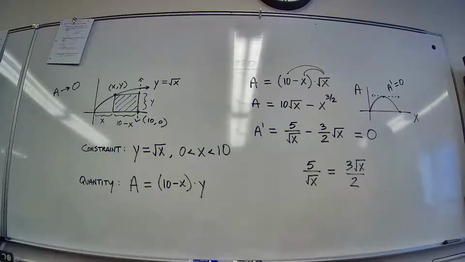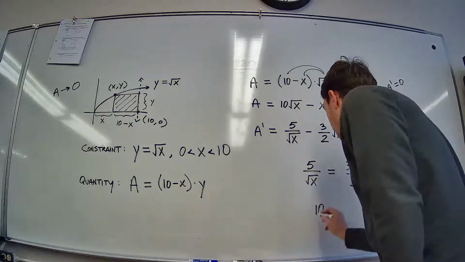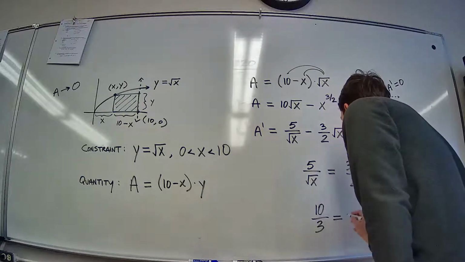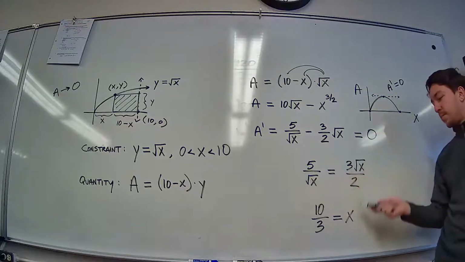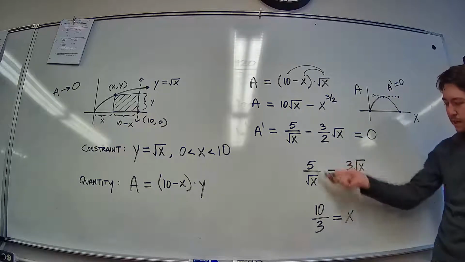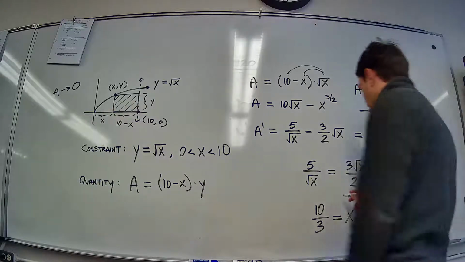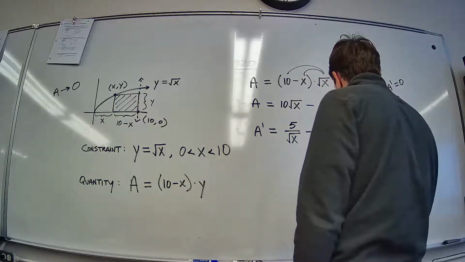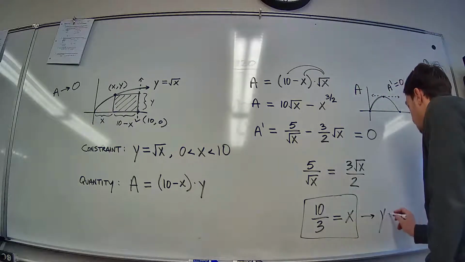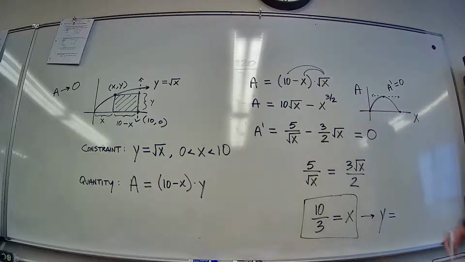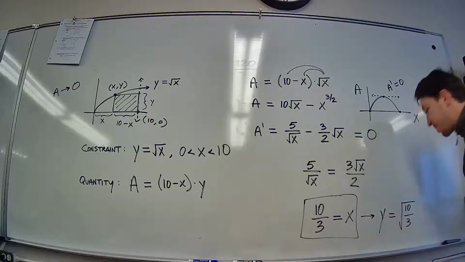If you like that cross multiplication idea, then great. However you want to think about this, you get 10 thirds, because root x times root x makes x, 2 times 5 makes 10, divide by 3. Okay, so there's our x value. What's the y value? The square root of 10 thirds. Very good. Kind of a weird number, right?